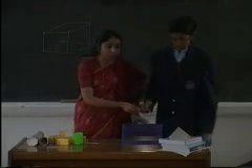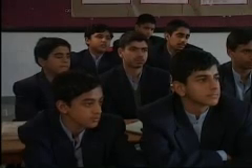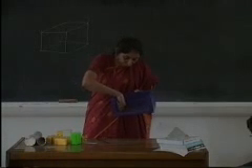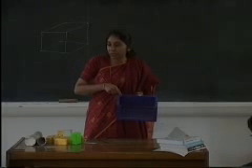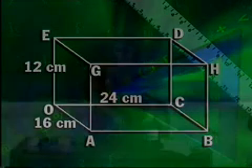Perfect. So here we have a cuboid which has its length, say OC, breadth OA and height OE here, where OC is equal to 24 centimeters, OA is equal to 16 centimeters and OE is equal to 12 centimeters. Let us just try to draw this cuboid here.